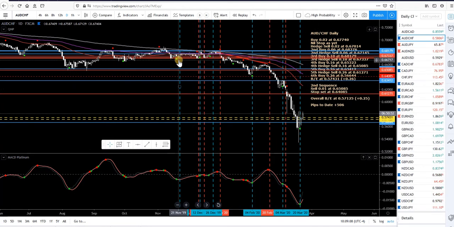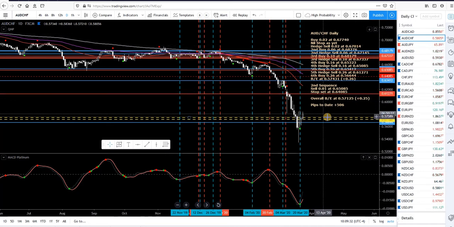My buy trades, this is a bit messy, this chart. My buy trades are normally marked by blue lines, so a blue vertical dashed line and a blue solid horizontal line. It's the intersection where I'll take the trade. Sells are marked by the red lines. Stops are normally marked by these red dashed lines, and the break-even levels are marked by these yellow dashed lines.